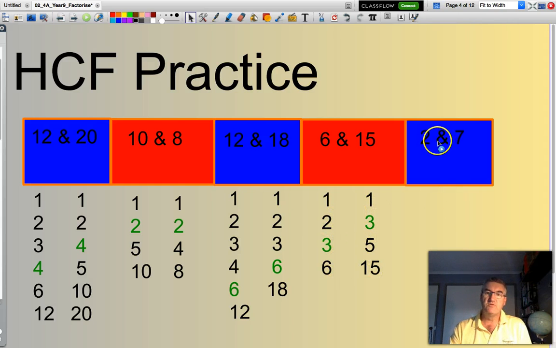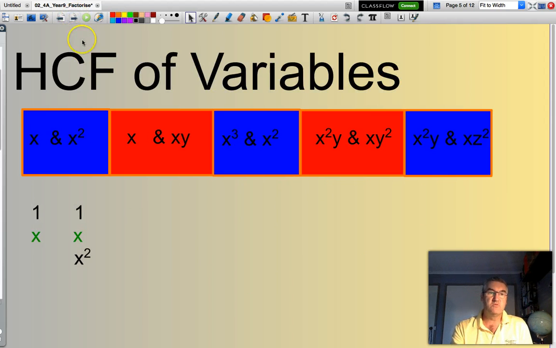And the final one, 2 and 7. Well, there's no real common factor with these. Factors of 2 would be 1 and 2, factors of 7, 1 and 7, so highest common factor is 1, so that doesn't really add a lot of value. So I'm going to quickly move on to the next slide because this is where it gets a little bit more interesting.